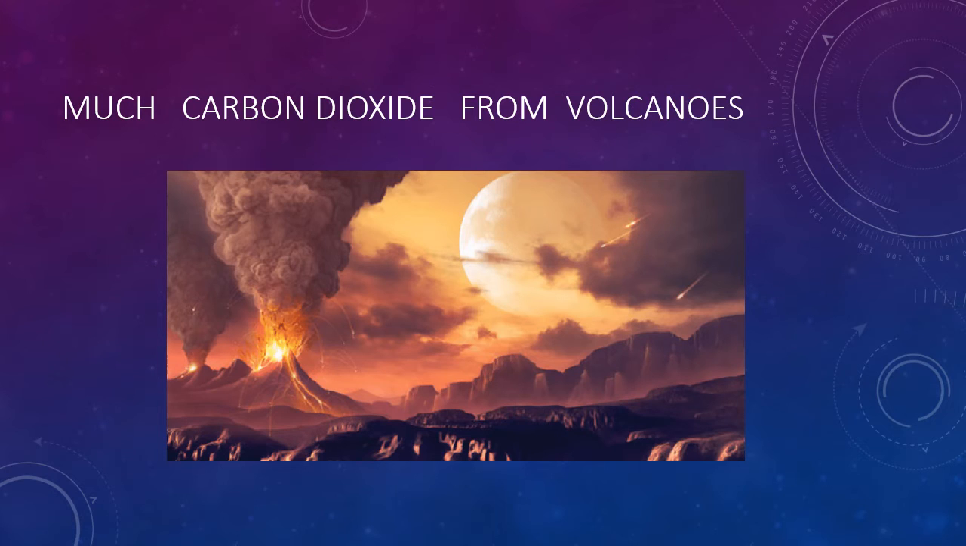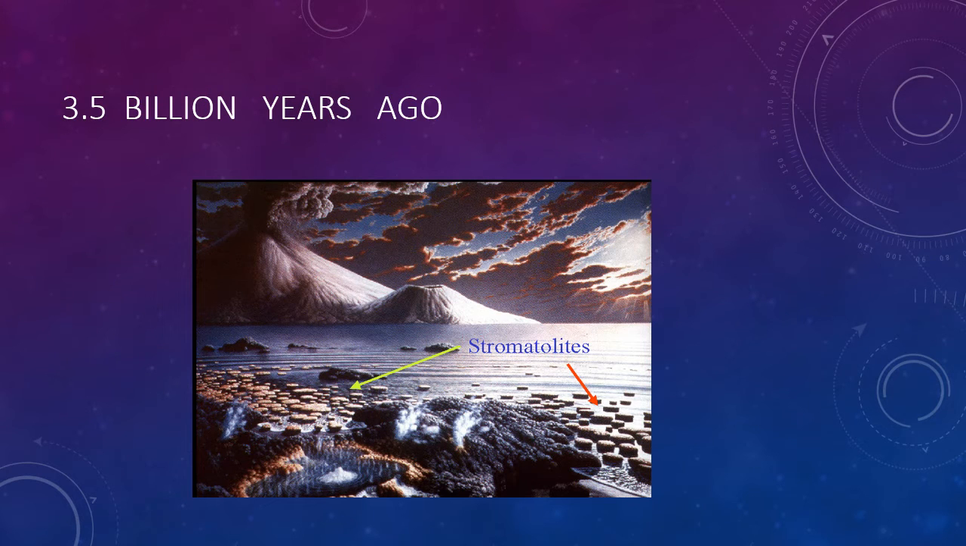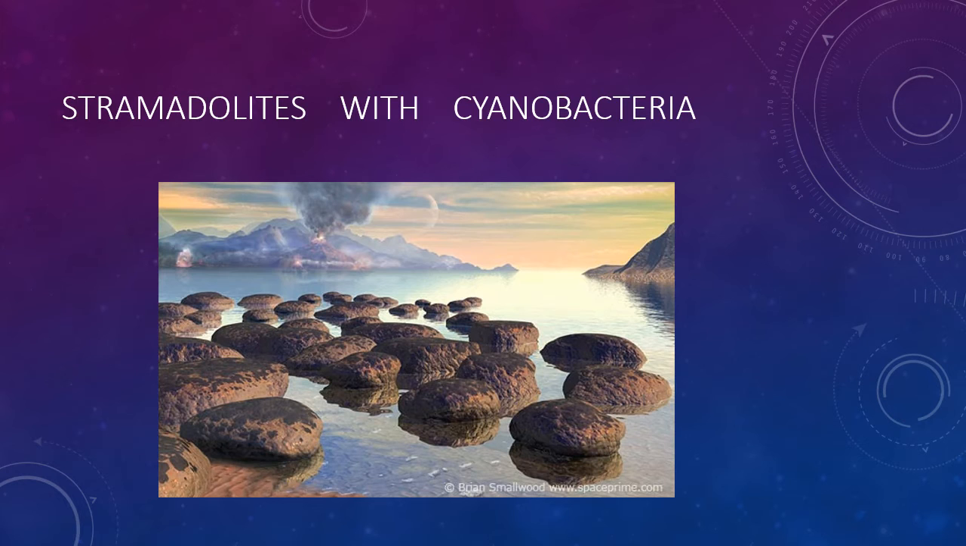The Earth was alive with volcanoes that spewed carbon dioxide into the air. Then 3.5 billion years ago, an organism called stromatolites developed, and the unique part of them was cyanobacteria. They are a coral sort of symbiosis with cyanobacteria growing on top of these structures.